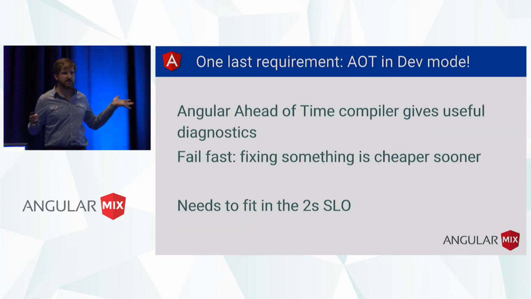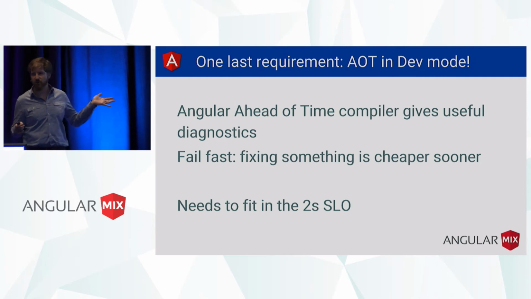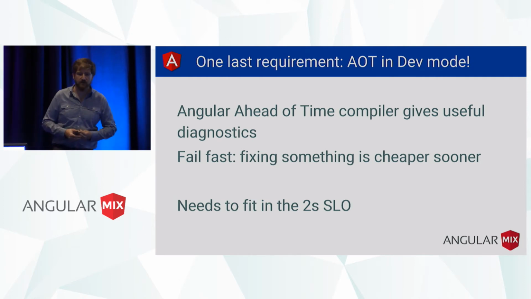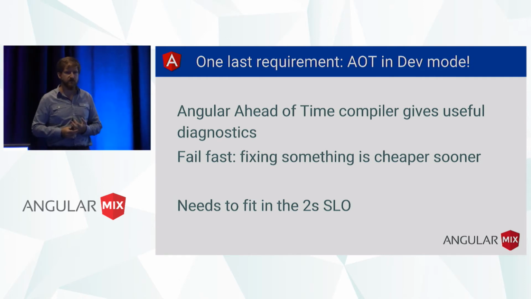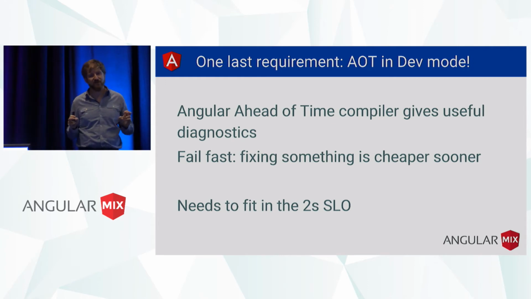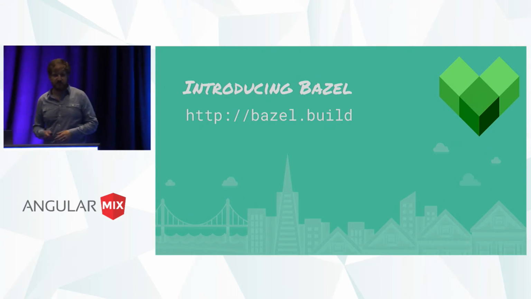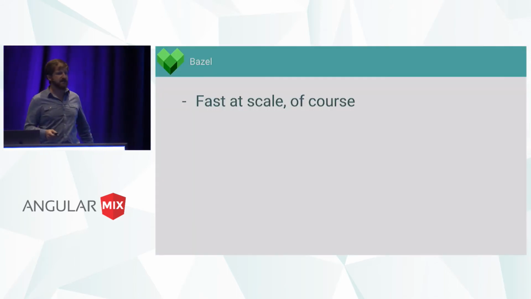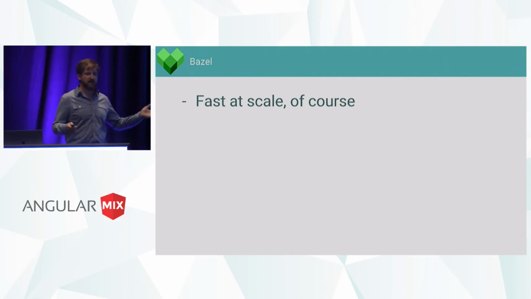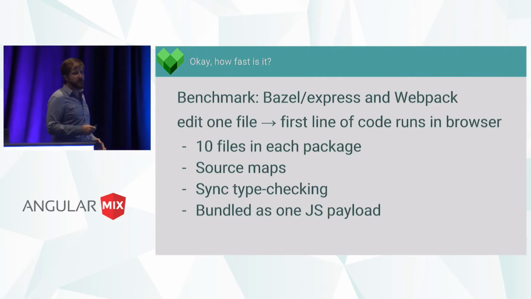OK, and then the last thing, of course, is we want the ahead-of-time compilation to be part of our build tool. Angular is moving closer and closer to making AOT the default, and so we have to be able to fit that in our 2-second SLO as well. So no surprise, the B in ABC is Bazel, and so Bazel has the properties I just described. It's fast at scale. But let's look for a moment at how fast is it.